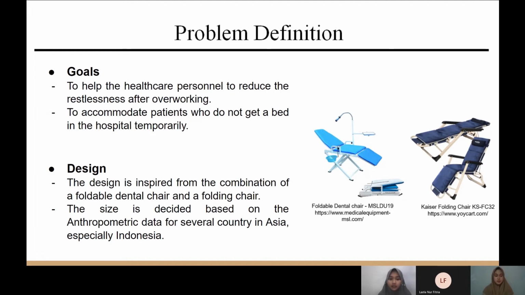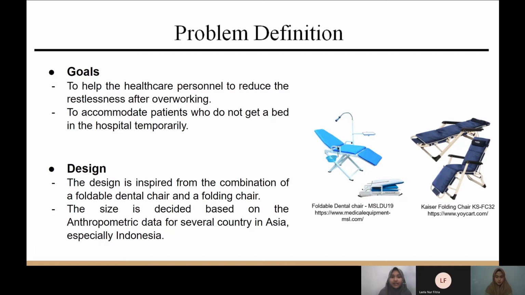According to this result, the group was inspired to design the folding chair to help the healthcare personnel who are restless and have insomnia so they can have a rest place in their working area. And the next is to accommodate patients who do not get a bedroom in the hospital temporarily. Since there are many hospitals that cannot accommodate the patients because of lack of rooms and beds, this product can help to handle that problem temporarily.